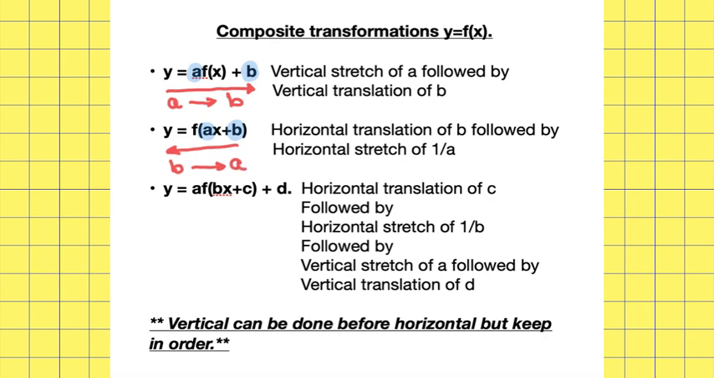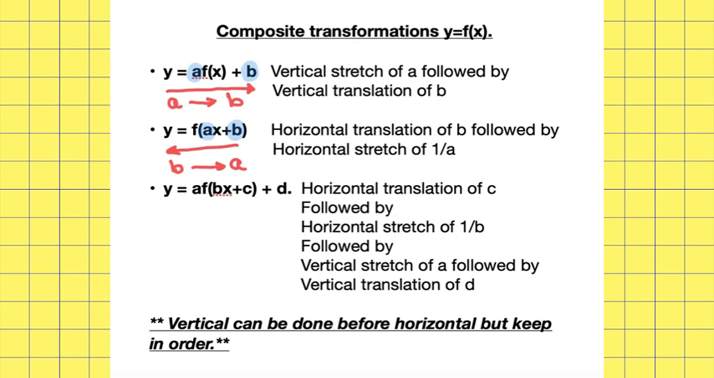If you have got a mixture of horizontal and vertical transformations, it does not matter which order you do them in. So you can do the horizontals followed by the verticals, or you can do the verticals followed by the horizontals. But when you are doing the horizontals, you must do them in the right order. When you are doing the vertical transformations, you must do those in the right order.